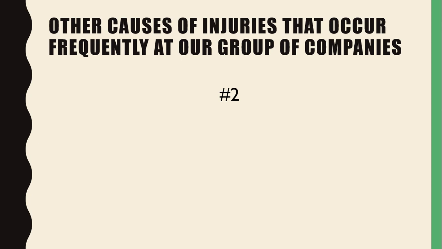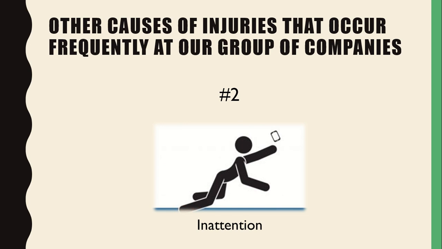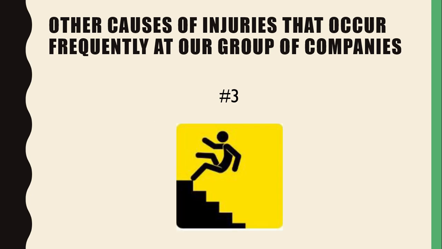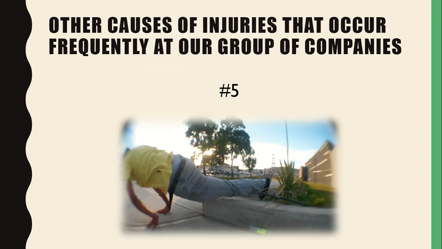Other causes of injuries that occur frequently at our group of companies: number one, inattention. Number two is tripping on the same level, not paying attention. A lot of them have been related to cell phone use. Number three cause, a slip or a fall on stairs. Number four is a slip or a fall on a liquid spill. Number five is a fall from a different level, and this has been for our company generally from the curb to the street.